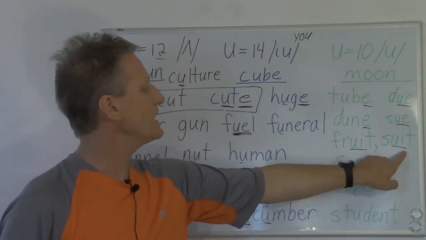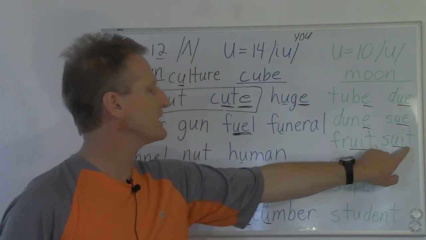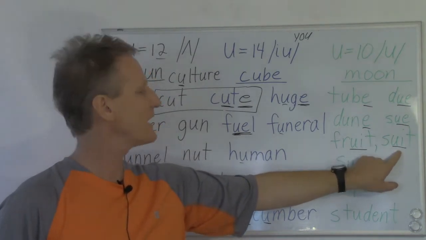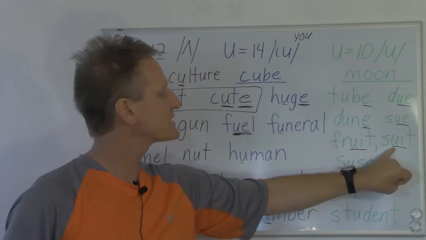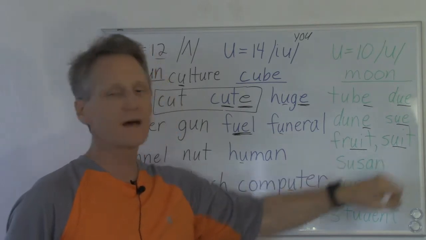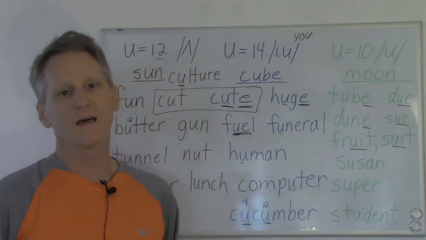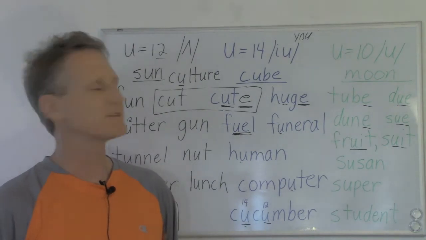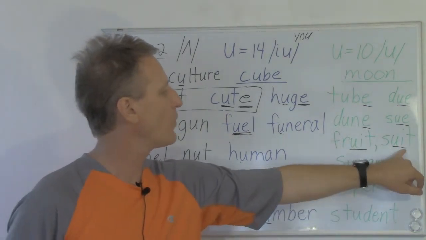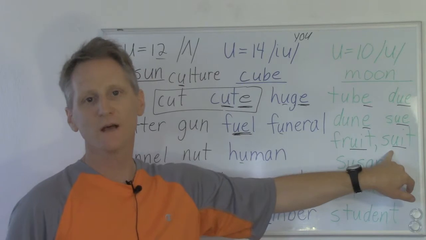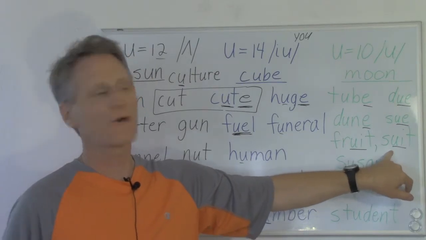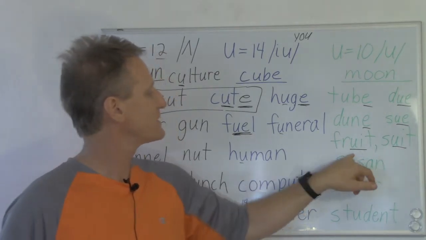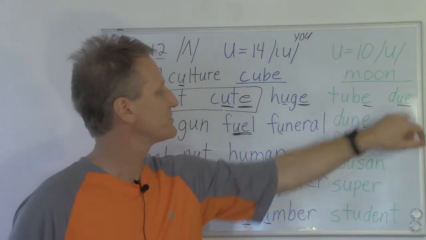It's not "ooh," it's not "sweet." A lot of students will try to assign a sound to each vowel letter. English doesn't work like that, not in the majority of cases. So you've got one sound here indicated by two letters. We call it a vowel digraph. Okay, so this is suit, this is fruit, this is sue, this is do.